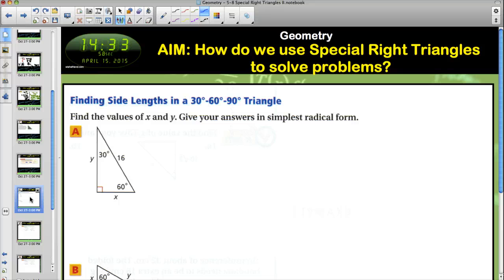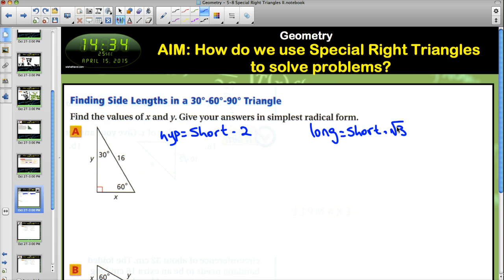Find both values, x and y, and give your answer in simplest radical form. There are two formulas associated with finding the side lengths of the 30-60-90 triangle. First, the hypotenuse is always equal to the short leg times 2. The second formula is the long leg is equal to the short leg times the square root of 3.